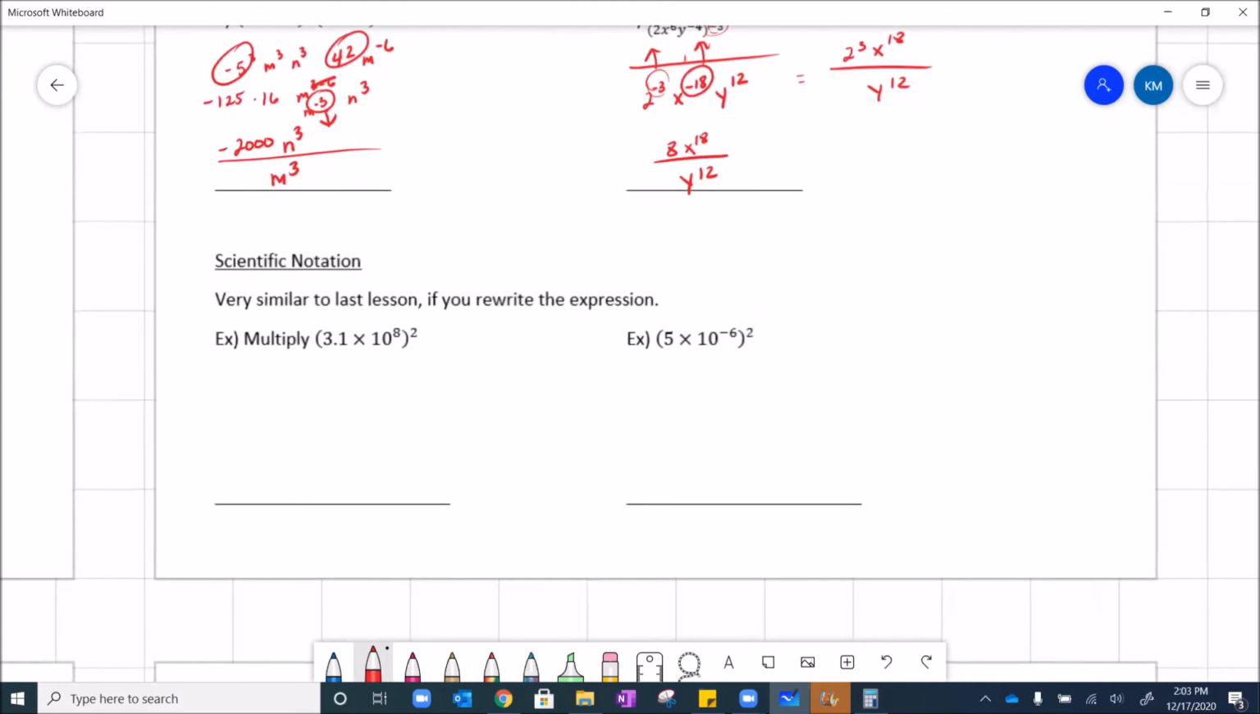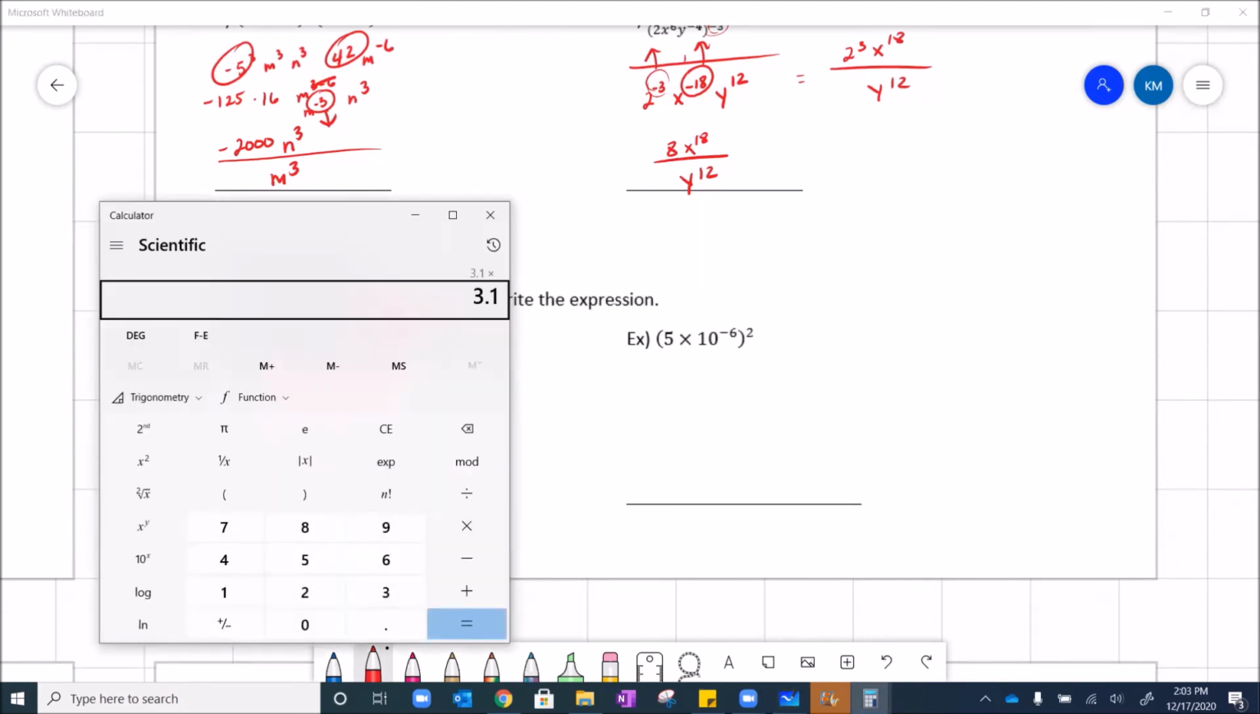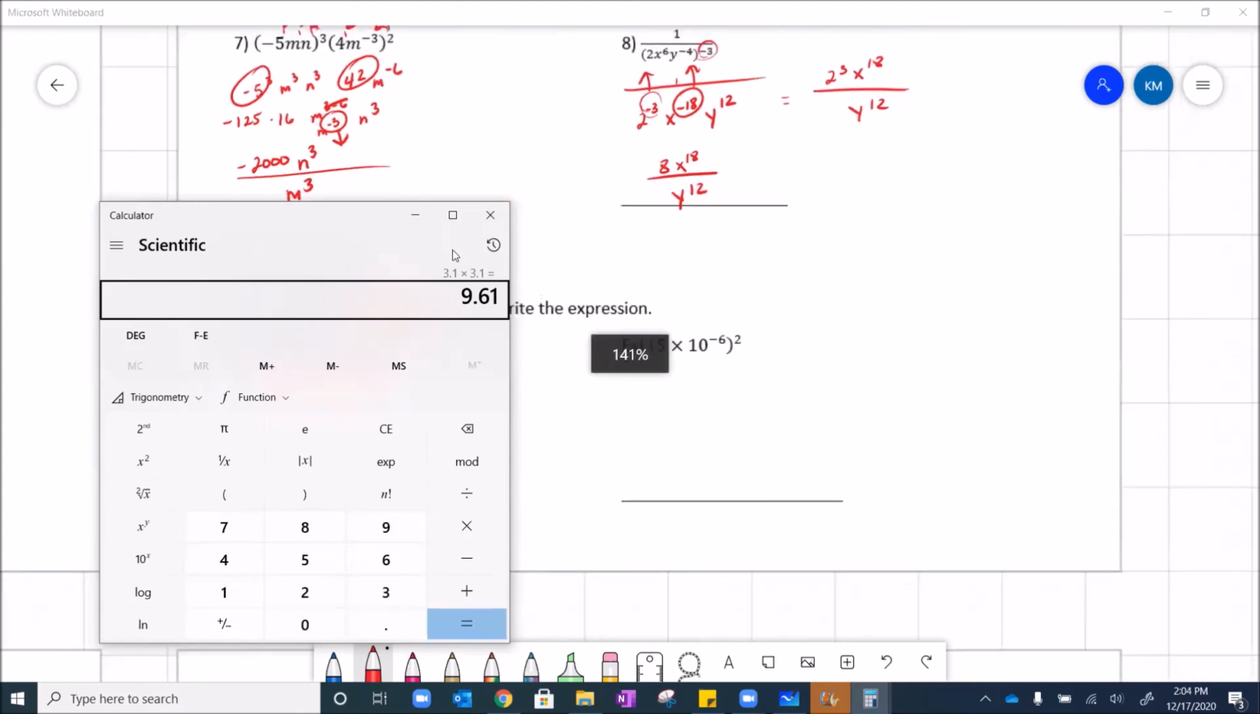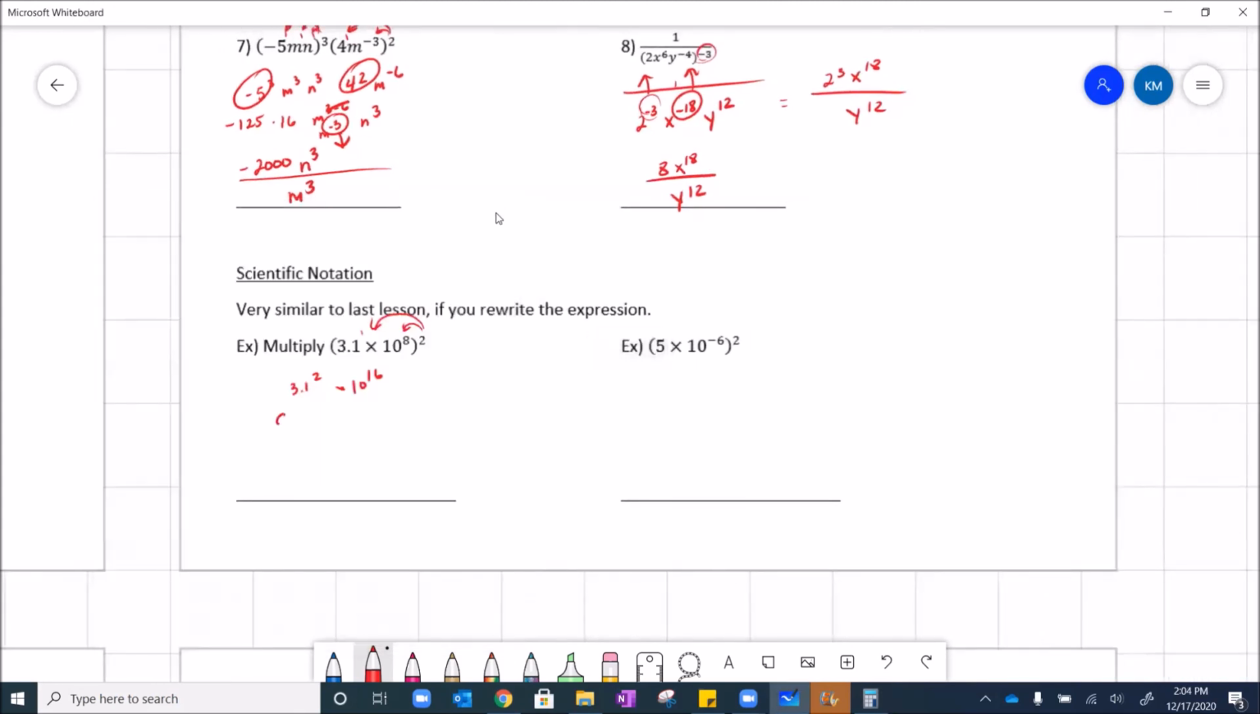Now, let's see how that works with scientific notation, because if we can do it with letters and variables, then we can do it with numbers. So we follow the same process. We could follow the same process and distribute this to both terms. So 3.1 squared times 10 to the 16th. So this gives us 9.61 times 10 to the 16th, and it's already in scientific notation.